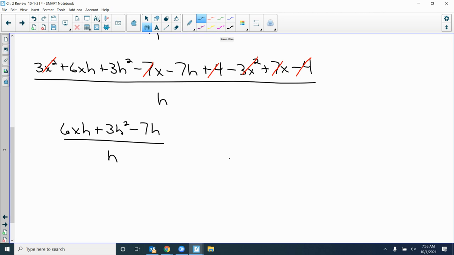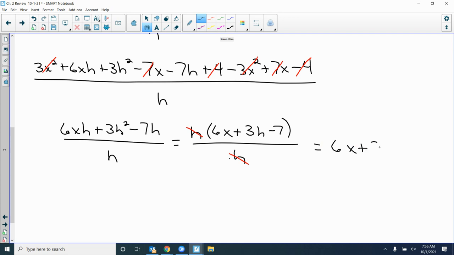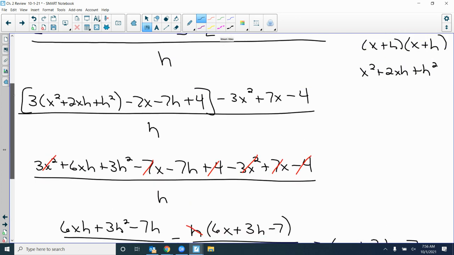So everything in the top has an h. You can factor out an h. This is technically what's going on. And then this is where this h will cancel. And so in the end, you get 6x plus 3h minus 7. Even if there is a GCF, you don't need to take out a GCF. Don't need to try to factor. Just leave it as it is. Okay, so that's your difference quotient, 6x plus 3h minus 7. Okay, for that original problem.